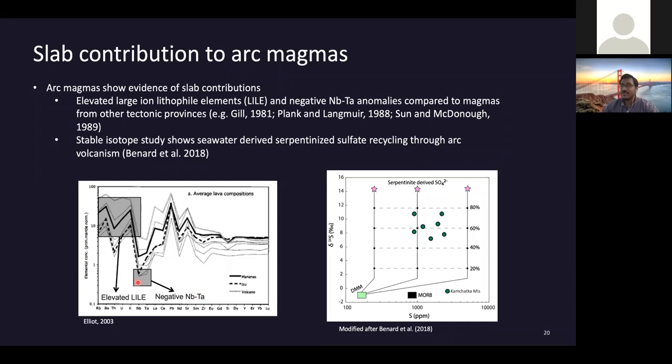We also know that there is a stable isotope study which shows that seawater-derived serpentinized sulfate is recycled through arc volcanism. The figure on the right shows exactly that. DMM is depleted MORB mantle, which has a pretty low sulfur concentration and a delta 34S of around -1, which is the mantle value. When we look at the delta 34S of serpentinite-derived sulfate, it is around +4 with variable sulfur content. And we plot the arc here, and we see that the arc lies in between the two, indicating that there is mixing between the mantle and the seawater-derived sulfate that is serpentinized, through arc volcanism, leading us to conclude that there is slab contribution at arc magmas.